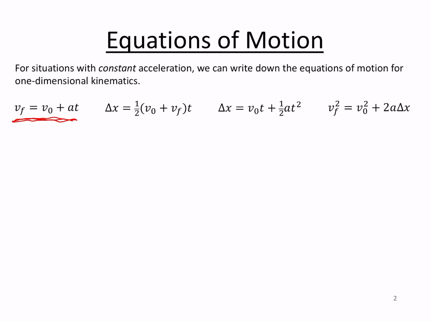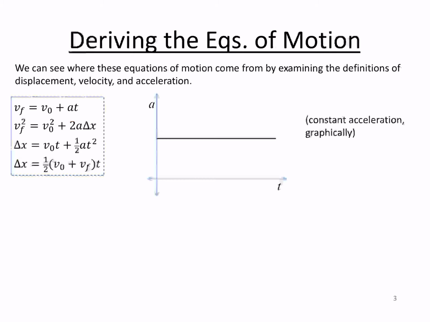Okay, so let's jump right into it. Here's our four equations of motion that I had across the top of the slide on the last slide. And here, again, as a reminder, is a graph of constant acceleration, not changing over time, in this case, some positive value that is maintained for as long as we are considering the motion of an object.